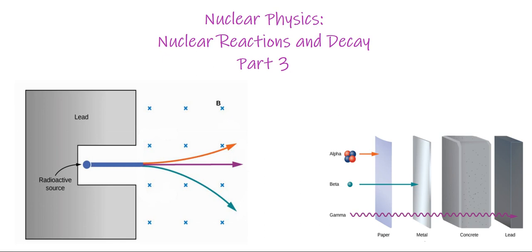Welcome to part 3 of the nuclear physics videos. In this video we're going to be taking a look at the overall nuclear reactions and nuclear decay. And I'm going to be using these two images that are from the openstax.org website. I have a link in the description below. Now what we have here is a radioactive source.